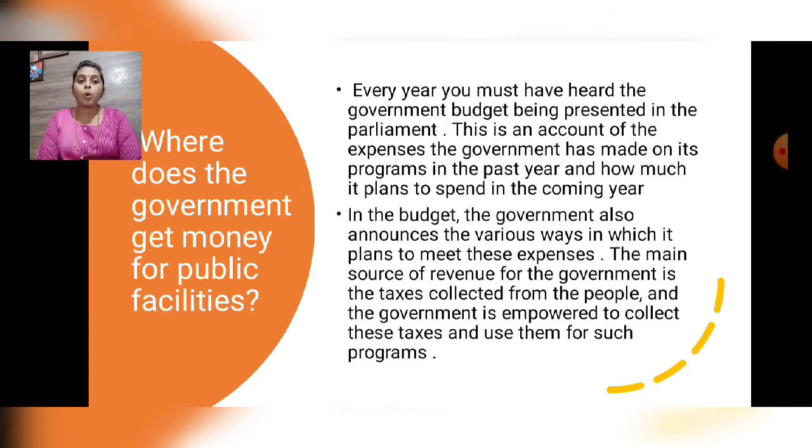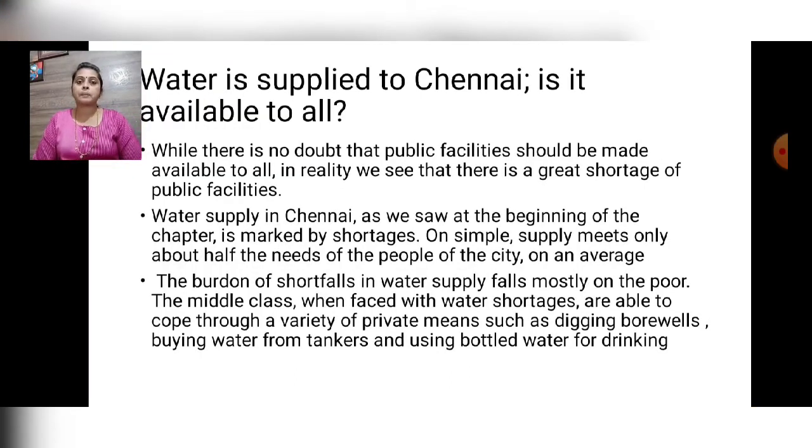In the budget, the government also announces the various ways in which it plans to meet the expenses. The main source of revenue for the government is taxes, collected from the people. Of course, we people are paying the tax. It may be house tax, water tax, or any tax for that matter. The government is empowered to collect these taxes and use them for such programs. So we are paying taxes, and this money is utilized for the various plans.